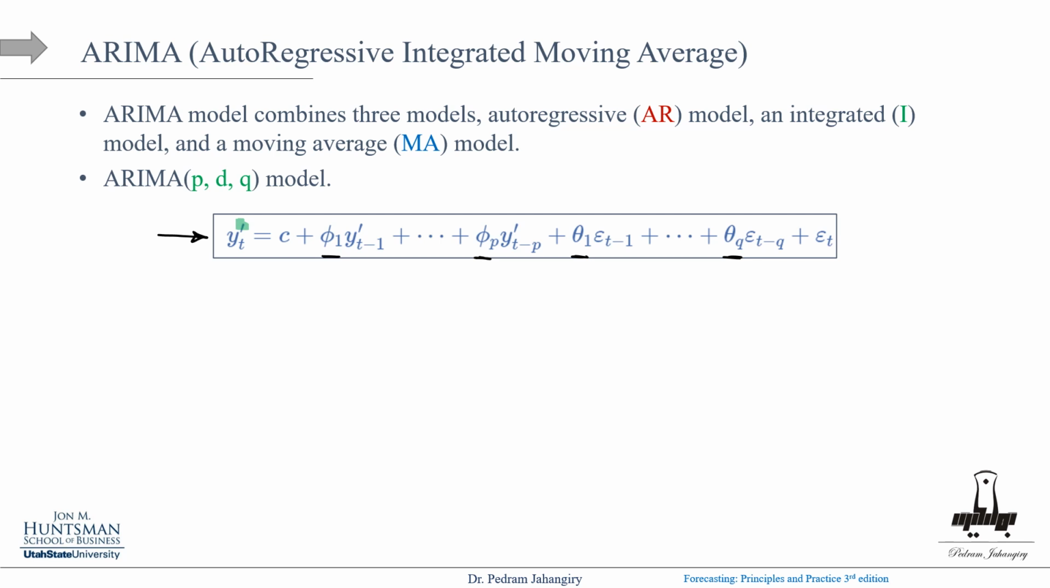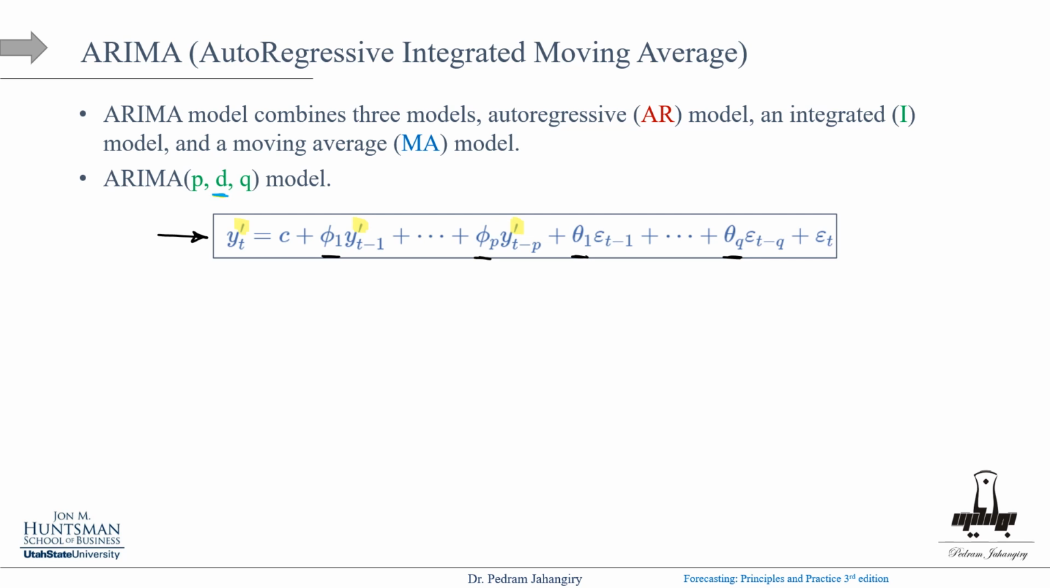This is your I component. Do you see your Y is prime? If I have Y prime, it means that we are differencing once. This is not a standard notation, but if you're double differencing, you can use Y double prime. But typically, we just use Y prime to show that this data set is differenced, or detrended, or deseasonalized. That's the integrated component, and we're going to use the letter D for it.